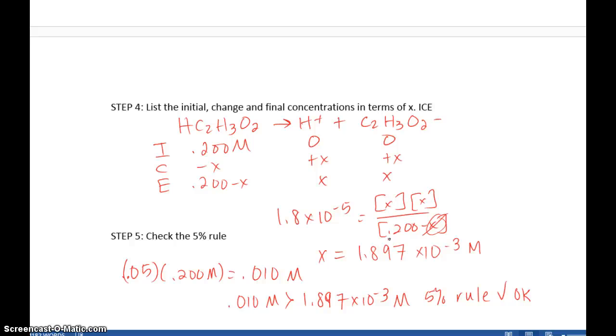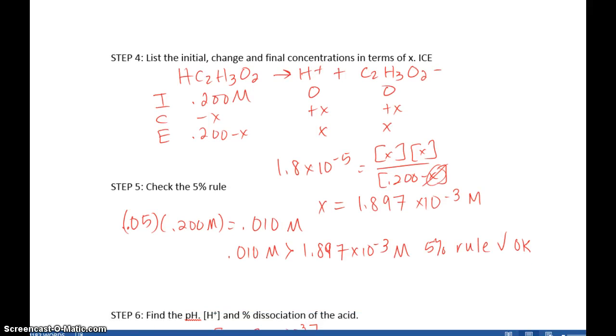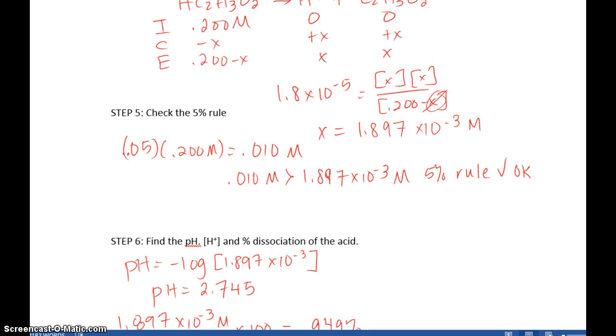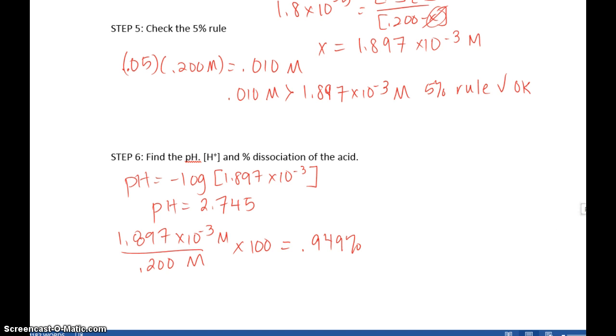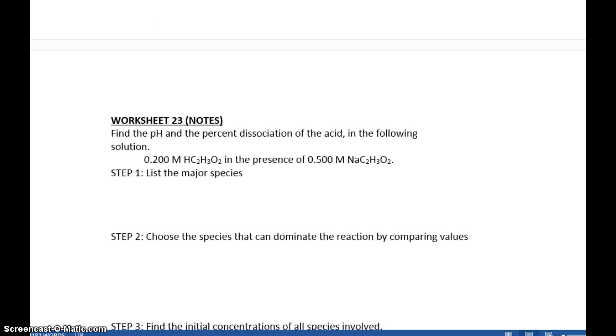We get 1.897 times 10 to the minus 3 molar. I'm going to check my 5% rule, which will pass by quite a bit. So my 5% rule is okay. And then I'm going to go ahead and solve for my pH by taking the negative log of that number and my percent dissociation, where I take how much hydrogen I have over the initial concentration times 100. I get 0.949% dissociation. Not very much. Then let's move on to the actual notes here.